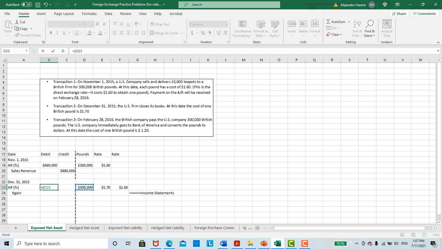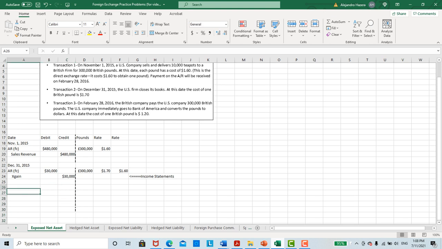So we're going to take 300,000 British pounds times the difference between $1.70 minus $1.60. So we have an exchange gain of $30,000. And why is that? Because each one of those 300,000 British pounds is worth 10 cents more. So if we collected those today, not only would we have sales revenue, but we'd also have an exchange gain. Of course, there's a bit of gambling here because the rate can also go down.